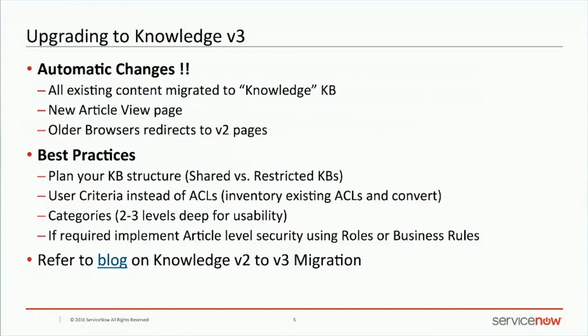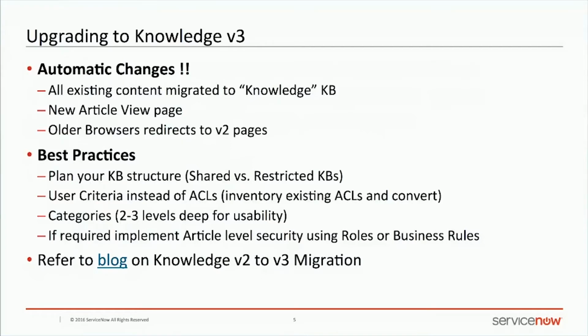Categories, like we mentioned, you can have a multi-level category hierarchy, no limitations. But from a usability perspective, we typically recommend two to three levels deep, because otherwise, if it is too many levels deep, then your users might get frustrated as they are navigating through that.